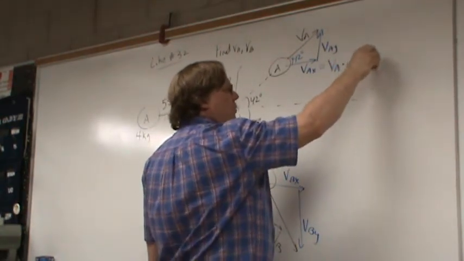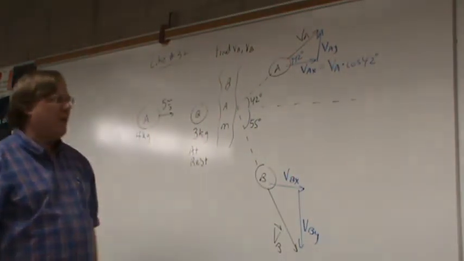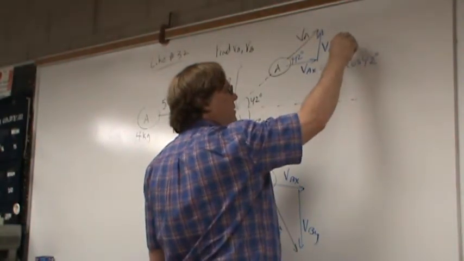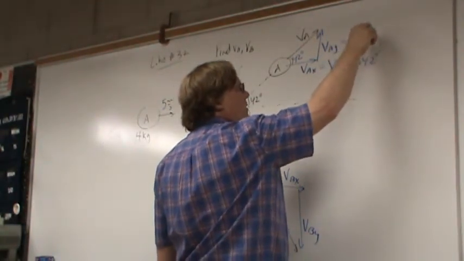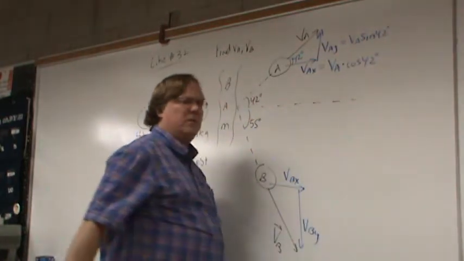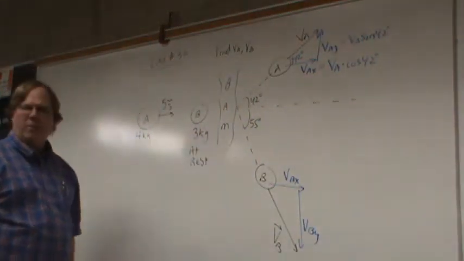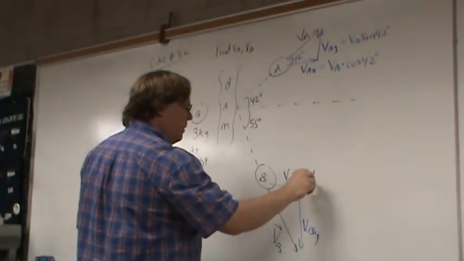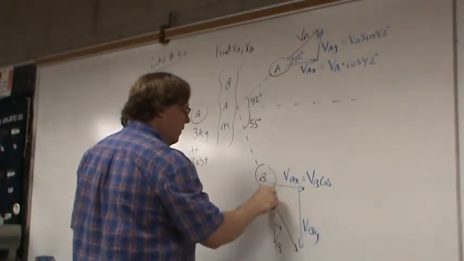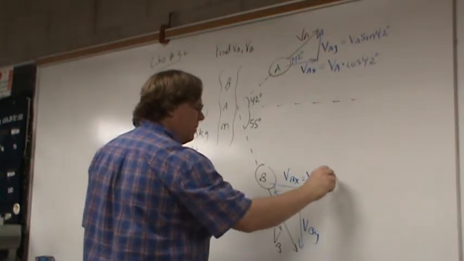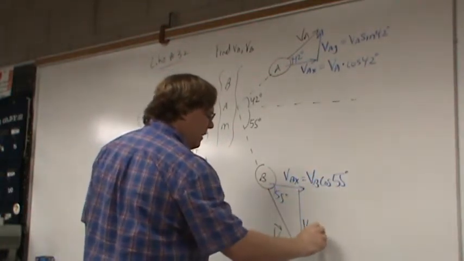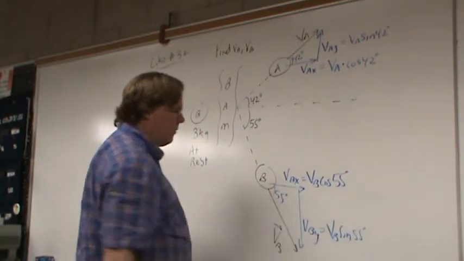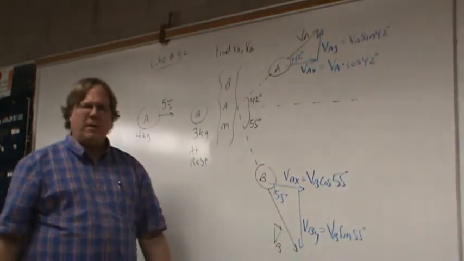That's the big trick you're going to have to do. You can't call it VAX and VAY. You're going to have to call it VA cosine 42, and this guy is VA sine 42. You're going to have to get the x and y components in terms of one variable. This guy isn't VBX. It's going to be VB times the cosine of 55 degrees, and this guy's going to be VB times the sine of 55 degrees. So sometimes you can get away with that XY stuff, but other times you can't.